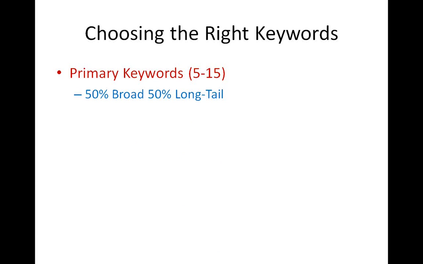And for these keywords, you want 50% of them to be broad and the other 50% to be long tail. And a broad keyword is something like, for example, rugby gear. Okay, you don't want to go as broad as rugby, because people searching for rugby might actually be searching for videos or content. You want to go after rugby gear. That's as broad as you want to go.